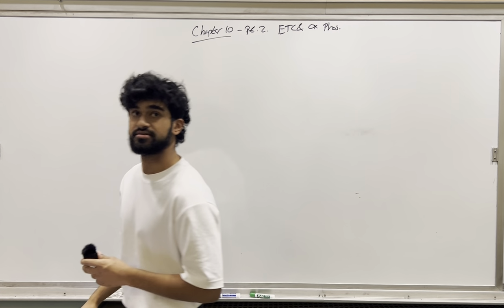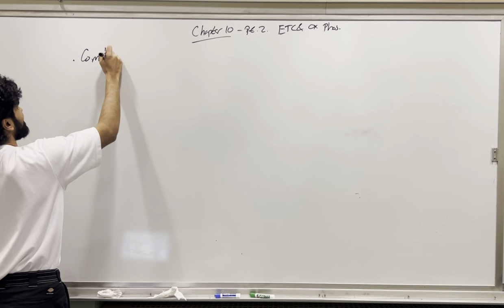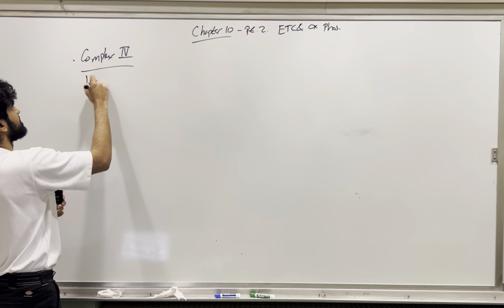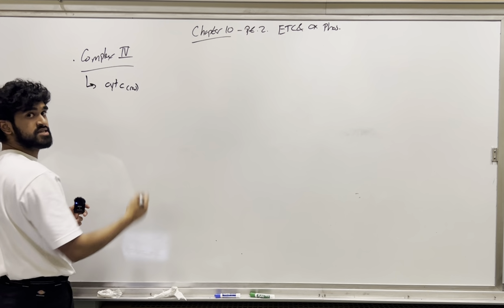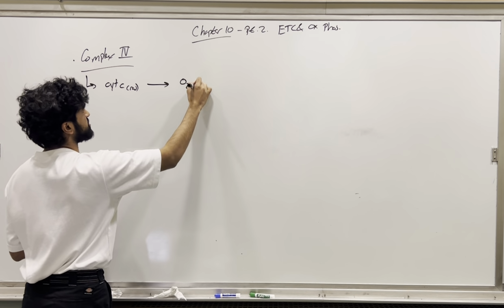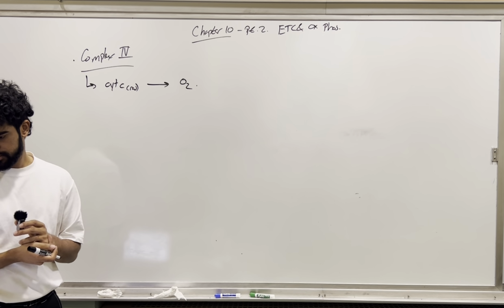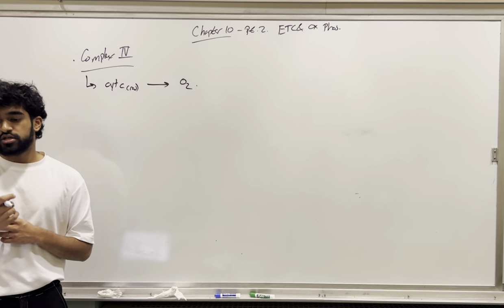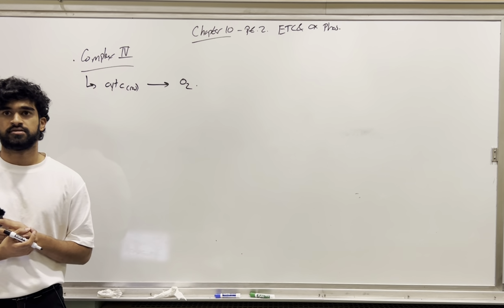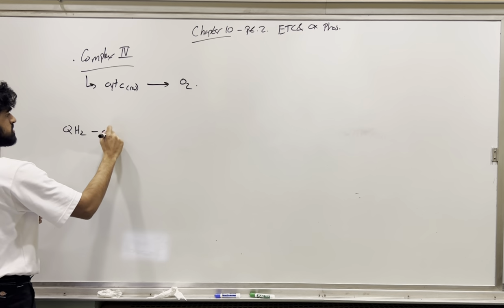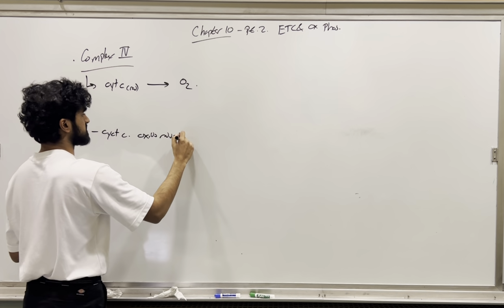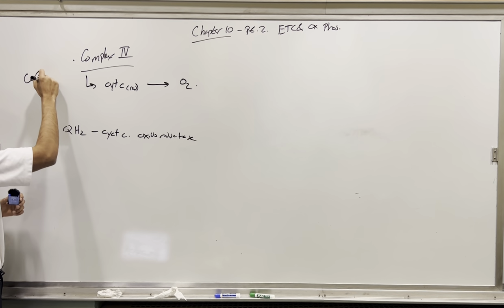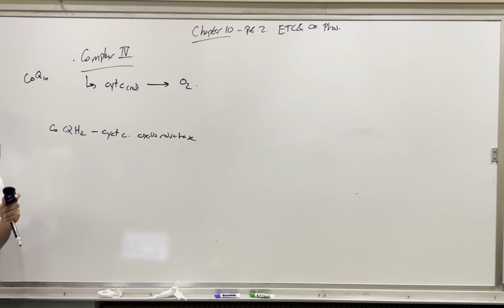What comes out of complex 3? Complex 4. Complex 4 is quite easy, actually. Cytochrome C reduced transfers electrons to oxygen. Oh, by the way, sorry, complex 3, I didn't write the name. QH2 cytochrome C oxidoreductase. And it's CoQH2, CoQ, coenzyme Q. Anyone ever seen a vitamin called CoQ10? That's coenzyme Q. Speeds up metabolism.